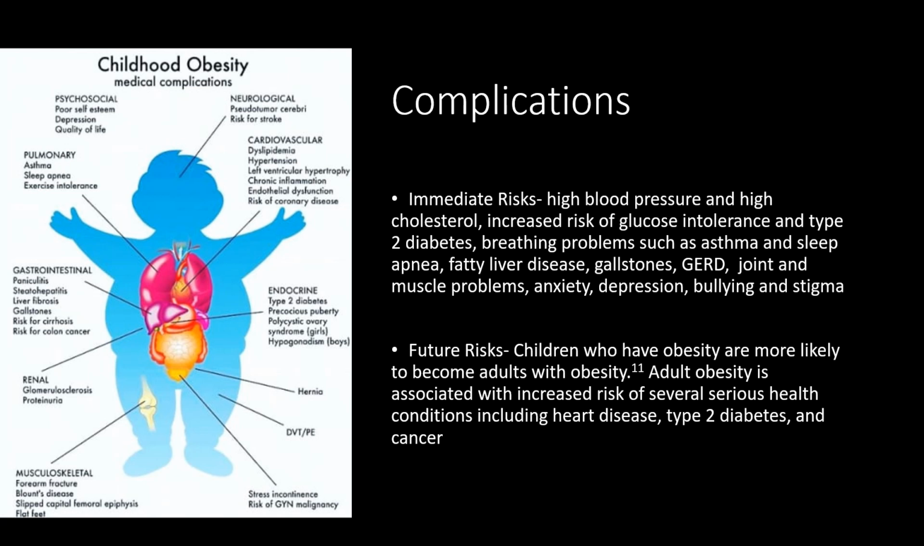The future health risks for children who have obesity are that they are more likely to become adults with obesity. Adult obesity is associated with increased risk of several serious health conditions, including heart disease, type 2 diabetes, and cancer. If children have obesity, their obesity and disease risk factors in adulthood are likely to be more severe.